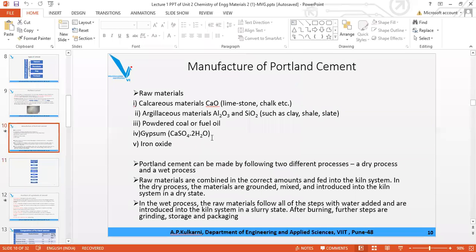Now, dry method: all these constituents are taken in powder form in proper proportion, except the gypsum. All of them are taken in powder form.